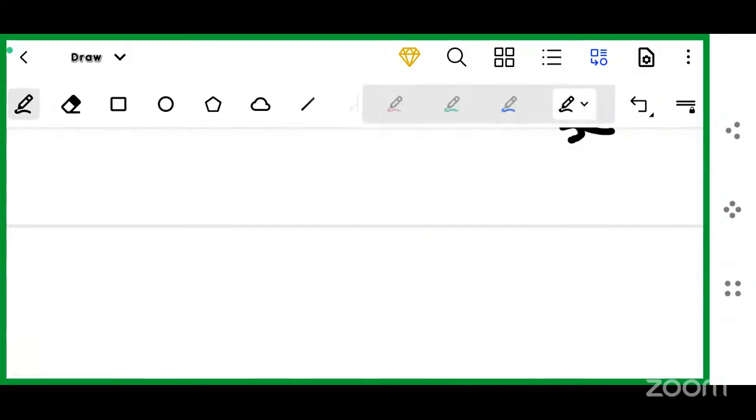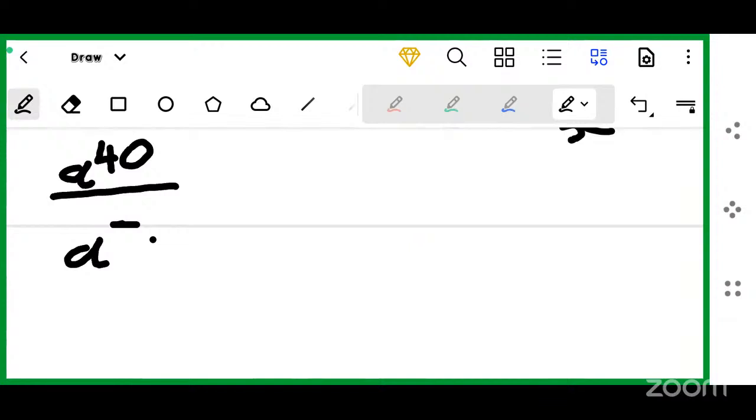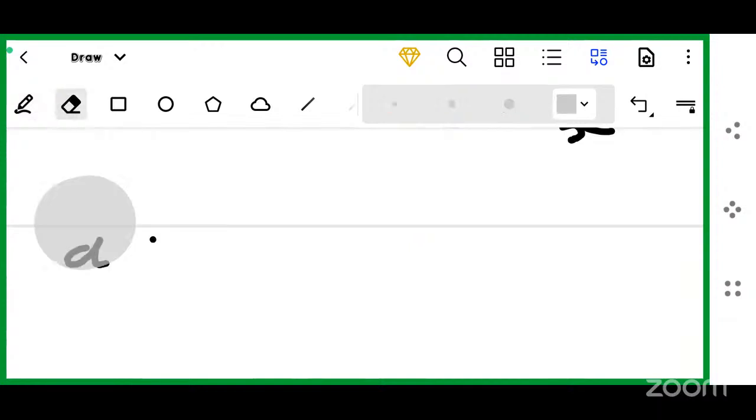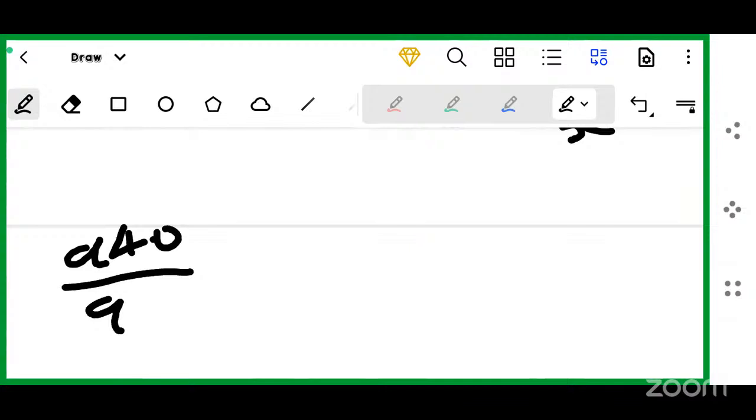Let me write it down here. So let's say we have a to the power of 40 over a to the power of 60. You can try this out.